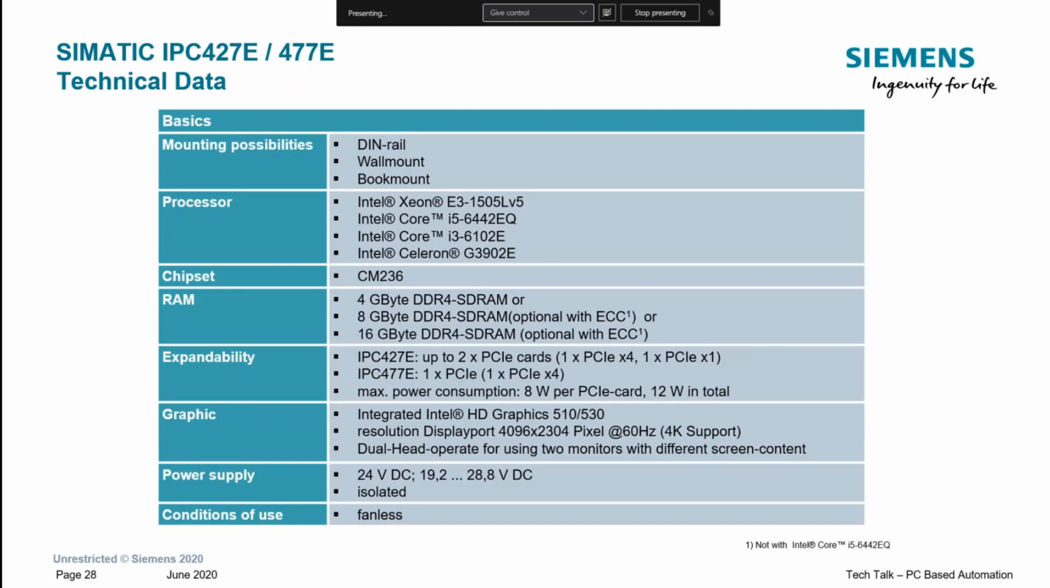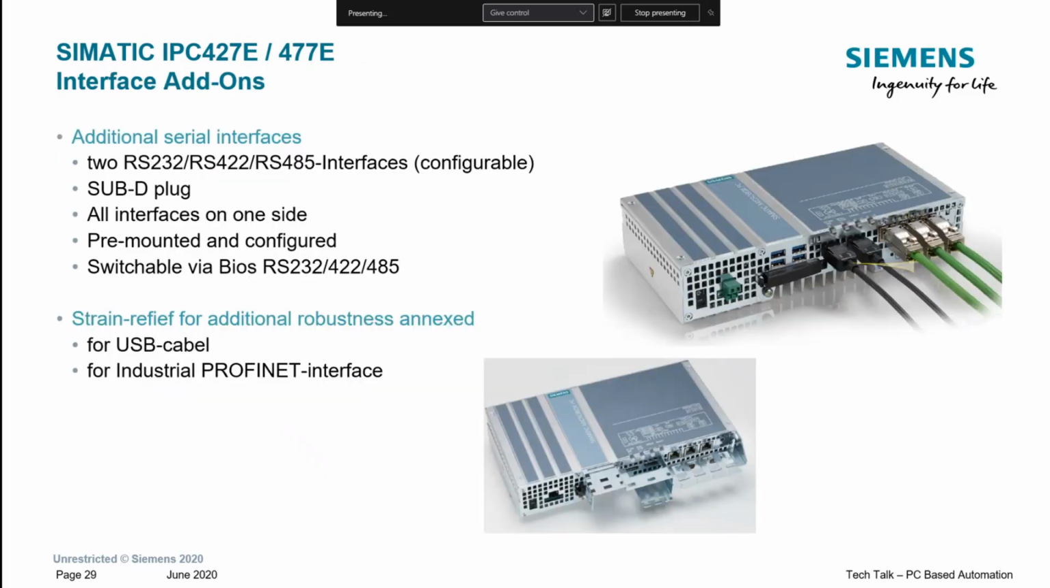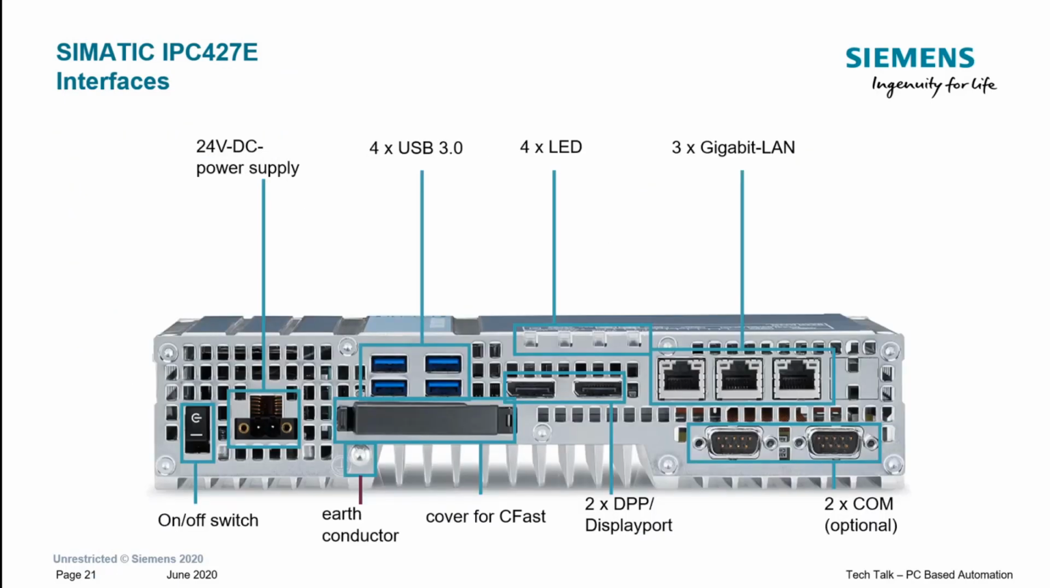So I won't dwell on this. It's just a specs page of what we have available for these IPC 427Es, and just a really quick graphic to show what the 427E looks like on the base. On the base of these 427Es, we have a range of connectivity. So you'll see again, it's 24 volt powered. We've now gone up to having 4 USB 3s. We've got a CFast slot there. It's worth noting these don't necessarily run off the CFast, but they can. So they normally come with an SSD drive inside them.